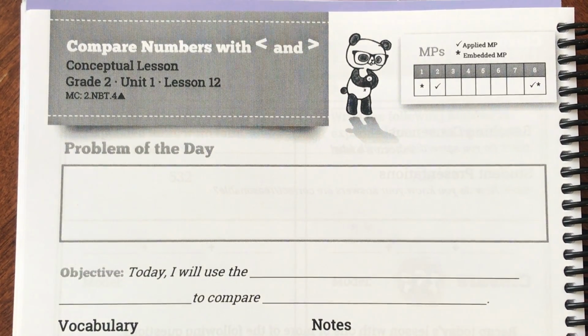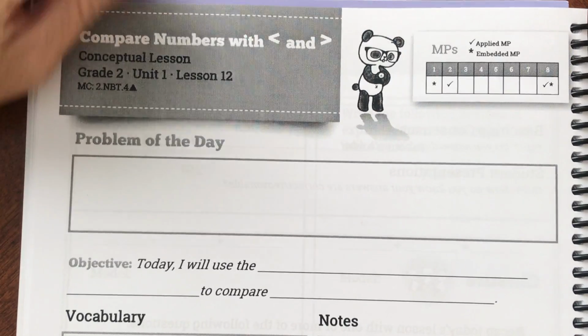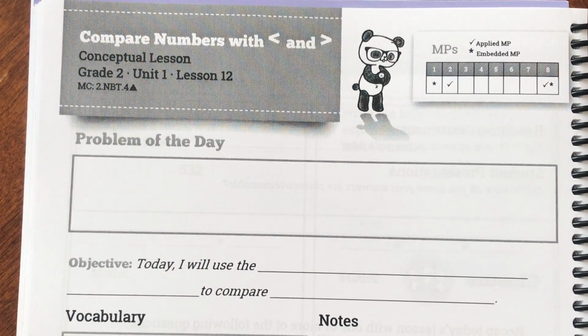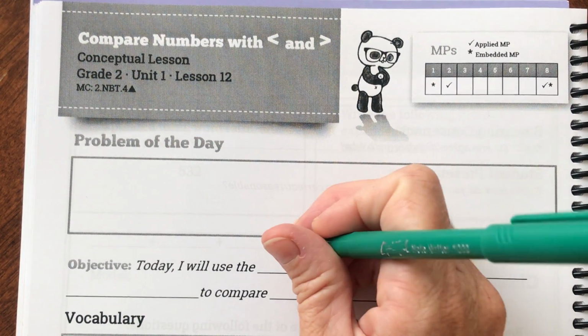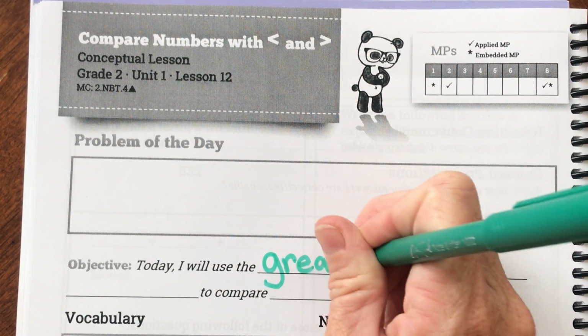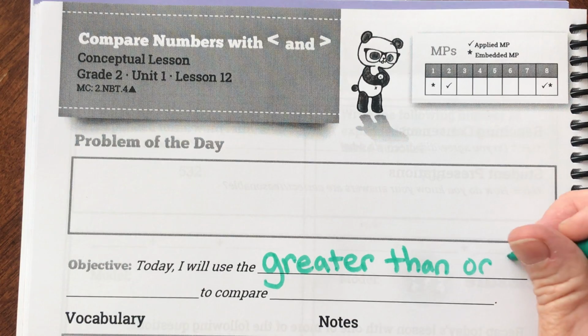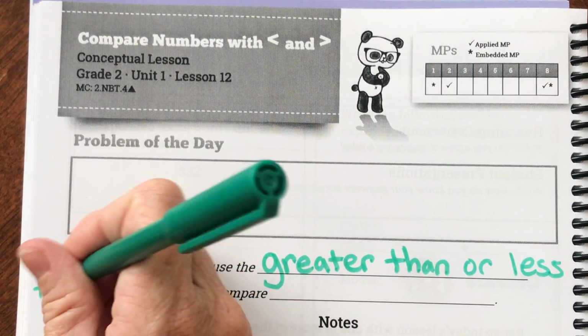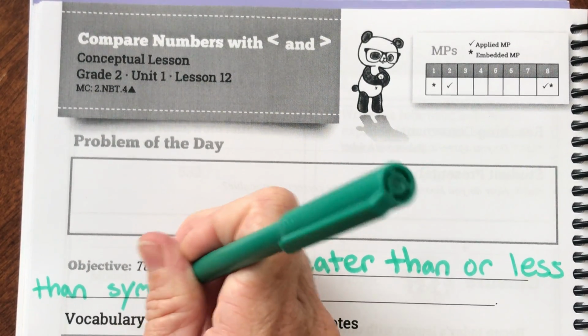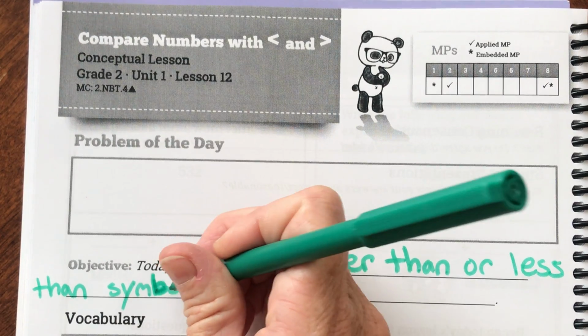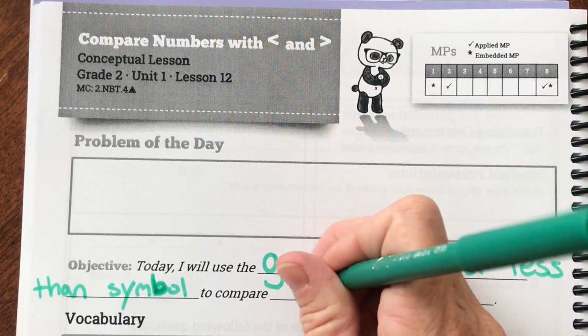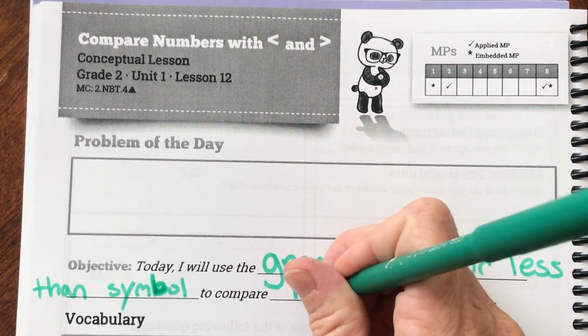Good morning, second graders. Today we are on page 55 of our student journal, and our objective, or our goal for the day, says: Today I will use the greater than or less than symbol to compare numbers.